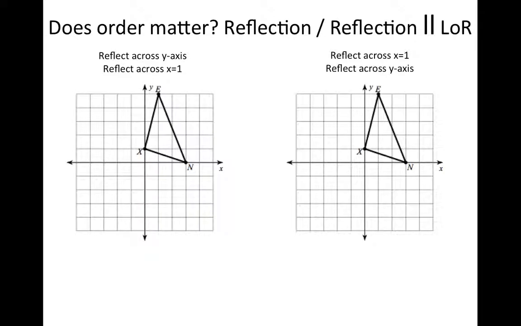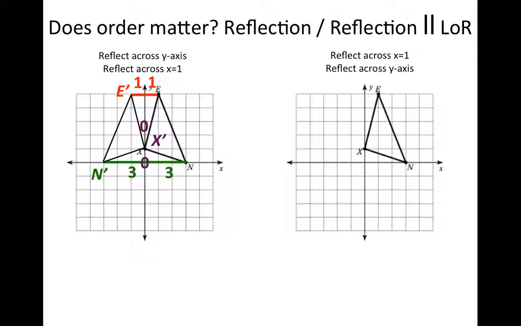So the first thing we're going to do is take this triangle, and we're going to reflect across the y-axis first, and then reflect across the line x equals 1. Those are two parallel lines, so we'll look at that. In this example, we'll first do the y-axis, and then we'll reflect it across x equals 1, and we'll see if there's any difference. So reflecting across the y-axis, I have to find out how far to the y-axis, continue to go that distance, mark my point. How far to the y-axis? 3, go 3 more, mark my point. X is 0 to the y-axis, so 0 more, so it stays right there.